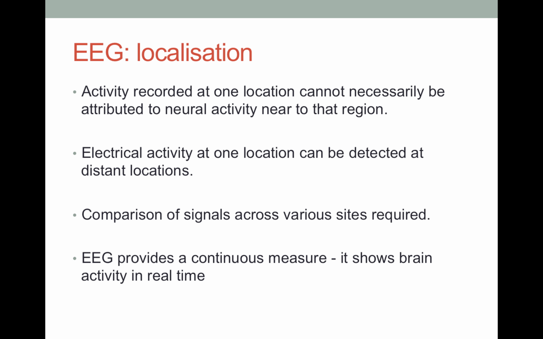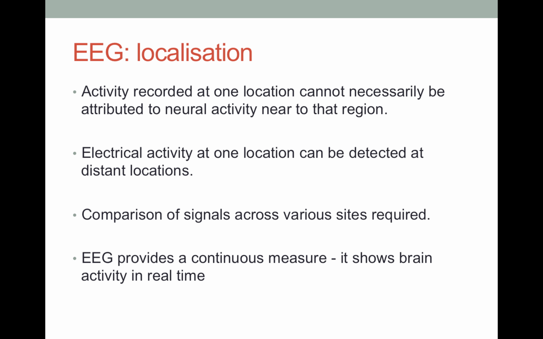The activity recorded at each location cannot necessarily be attributed to neural activity near to that region. Electrical activity in one location can be detected at distinct locations. Because EEG signals decrease in amplitude as they spread from their source, a comparison of signals recorded from various sites on the scalp can sometimes indicate the origin of particular waves. This is why it is usual to record EEG activity from many sites simultaneously.